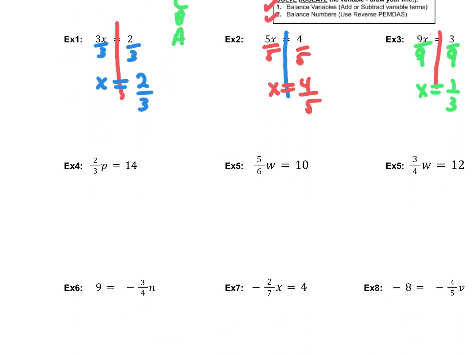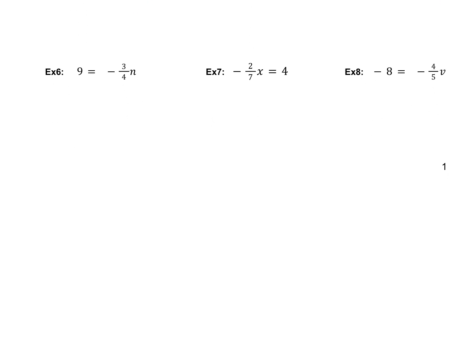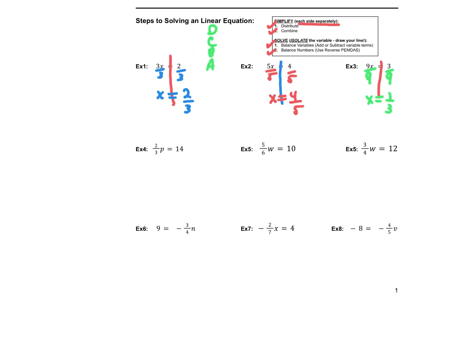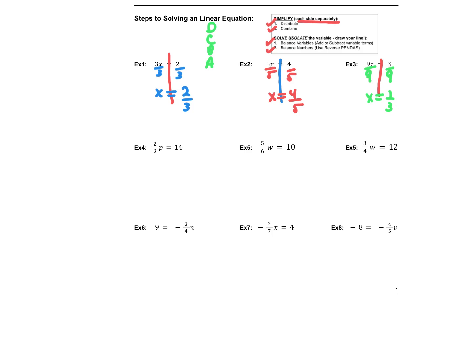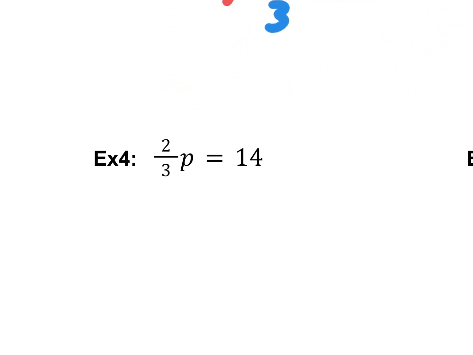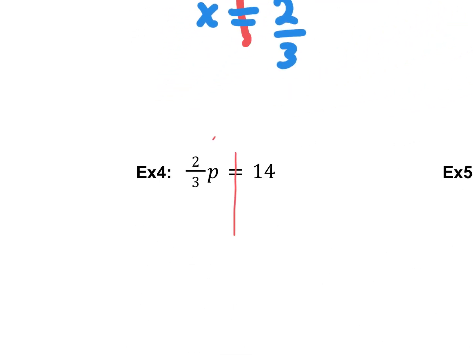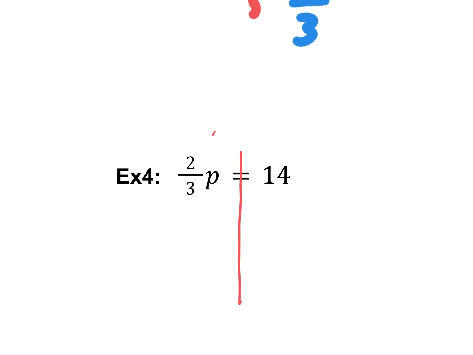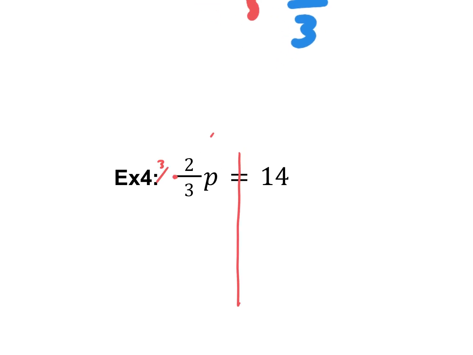Moving along, through 8 they continue to be one-step equations, but now you're going to use the reciprocal. So this is 2/3 times p. Again, you have to draw your line to keep it balanced. Then you're going to multiply this side by 3/2 and this side by 3/2. When you multiply this side by 3/2, these become 1, so you're left with p. And here we can cross cancel, and we get p is equal to 21.